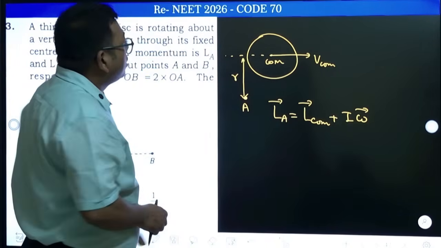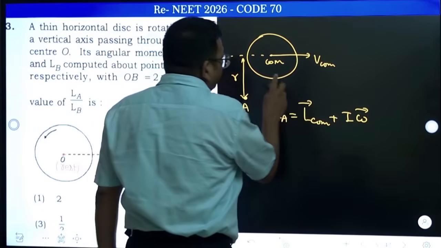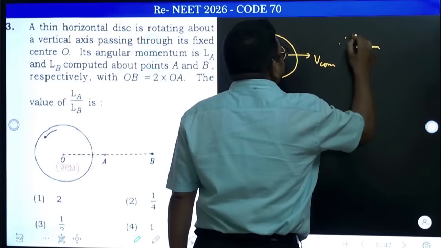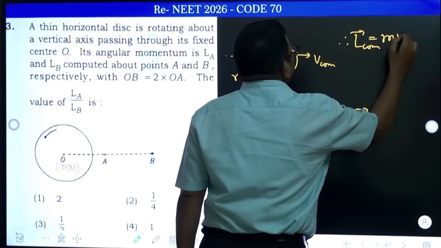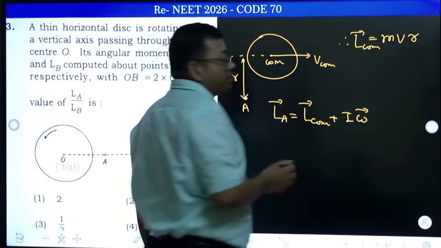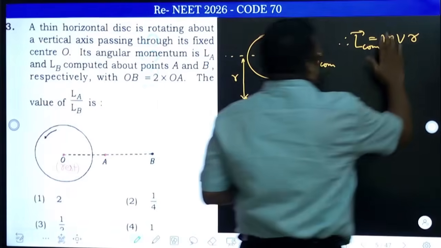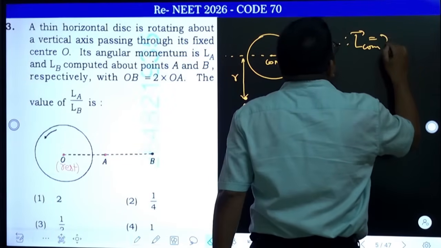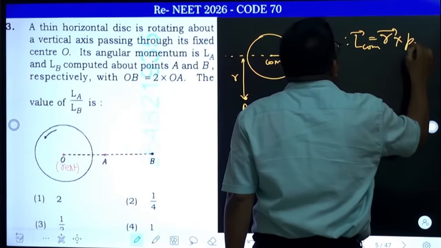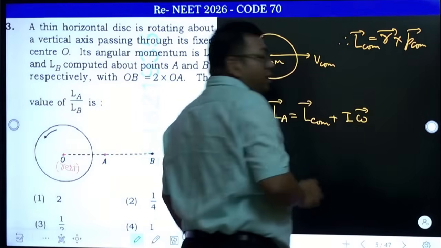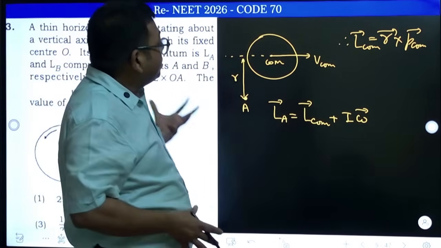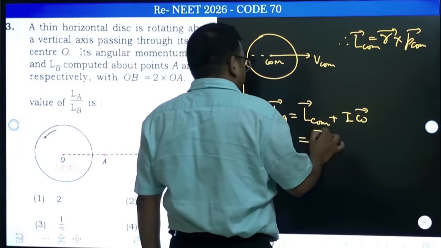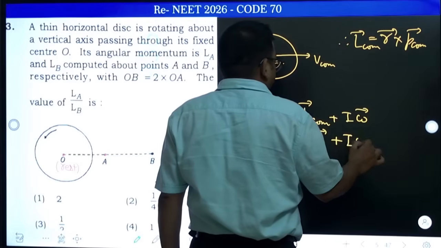This is the formula, but here center of mass is mvr, but that is not moving. Note that angular momentum of center of mass we have to take as a particle mvr or r cross p. You can also say r cross p of center of mass. But here momentum of center of mass is 0 because it is not moving, right. So this is going to be 0 anyway, so you have only I into omega.